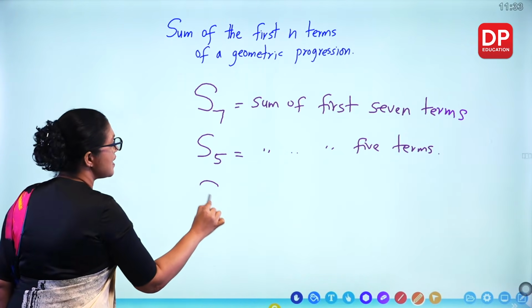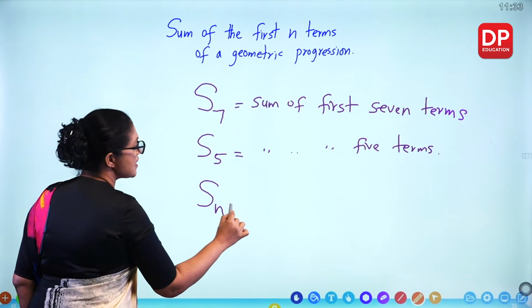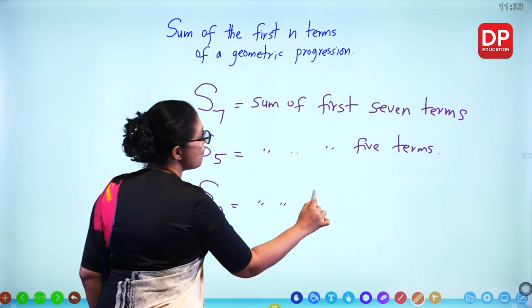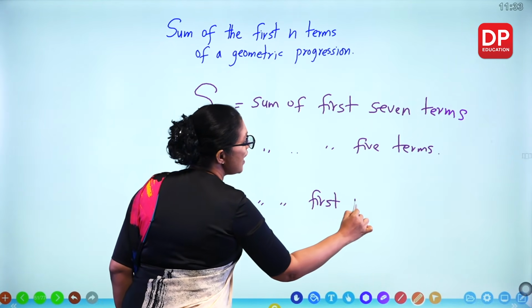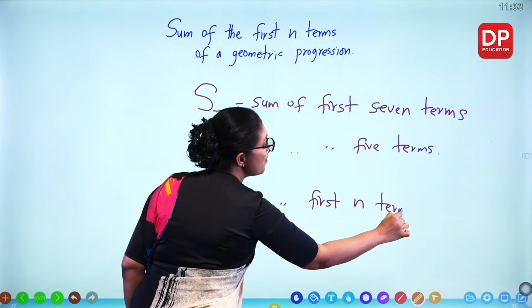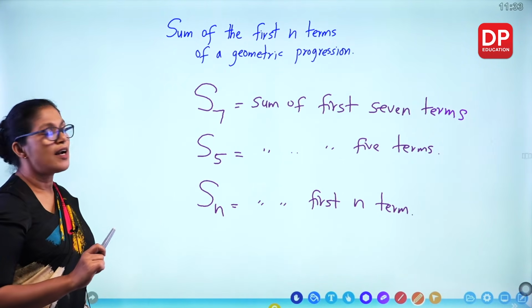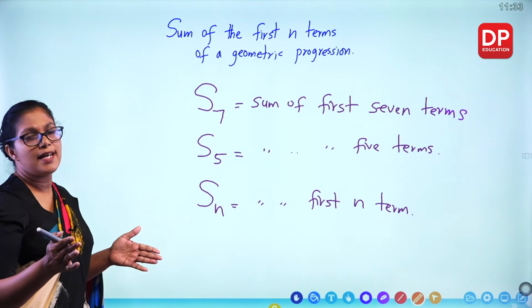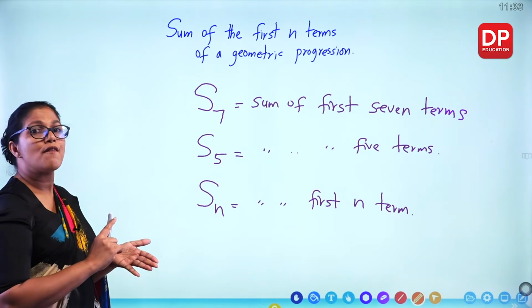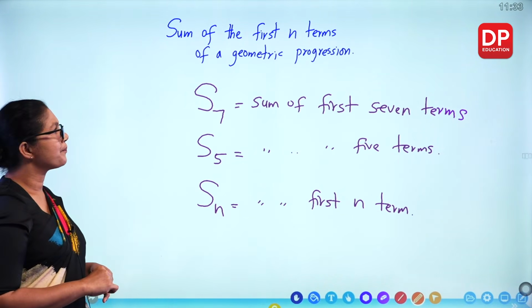So what does Sn mean? Sum of first n terms. So you need to remember what Sn means. You can't just take any n terms and add. You have to take the first n terms.